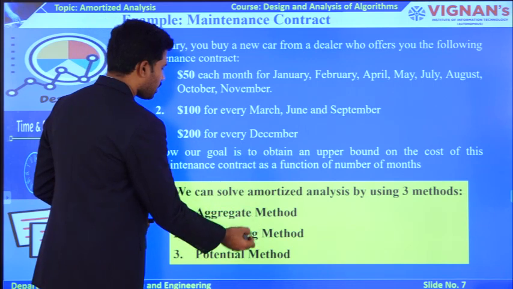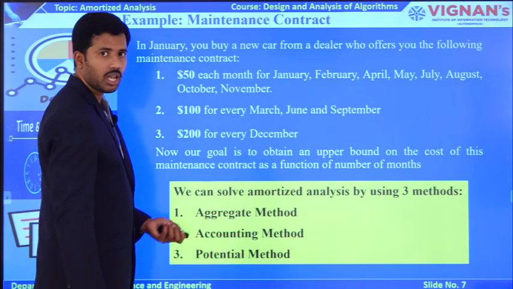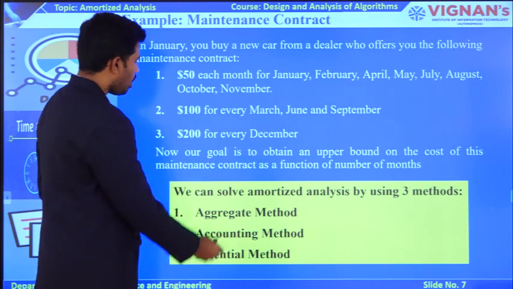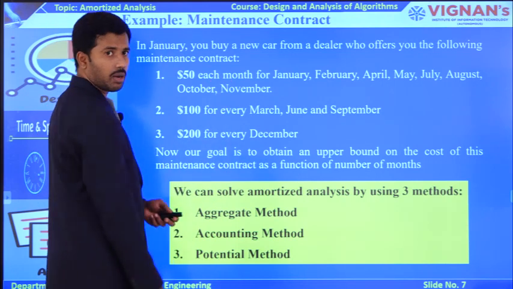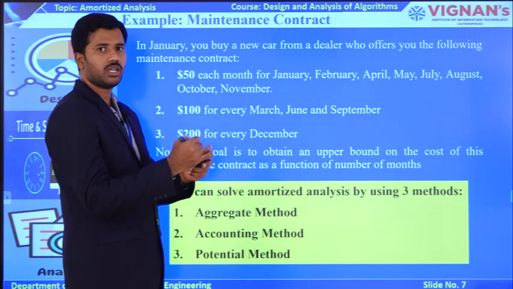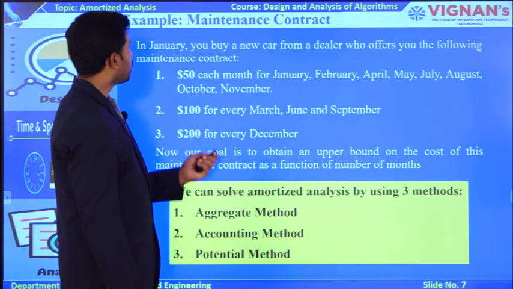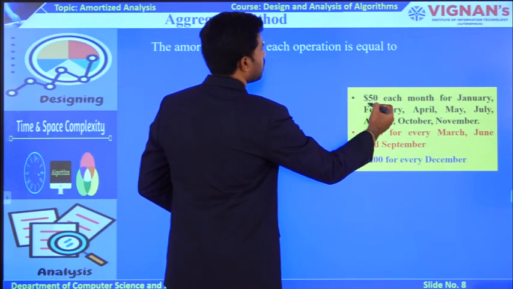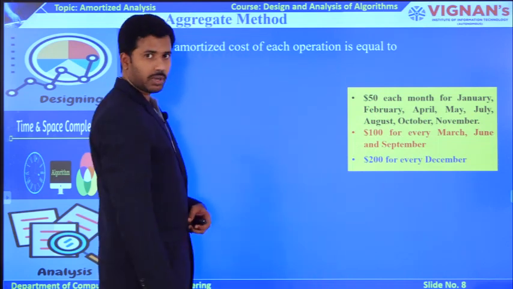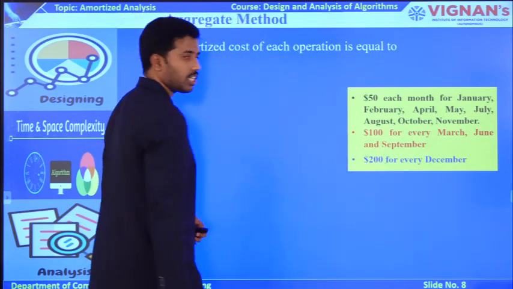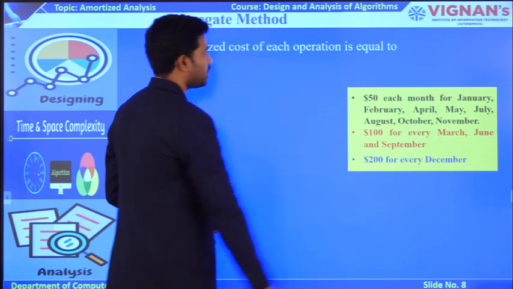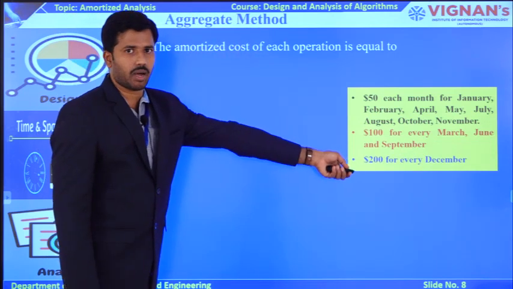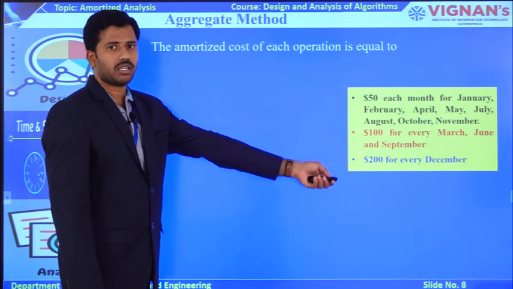As I said previously, the aggregate method is very important. If you understand the aggregate method, it is definitely easy to understand accounting as well as potential. Now we focus on how to apply the aggregate method on this example to convert these worst cases into an amortized cost. So we will see the first method, the aggregate method. This is the example, right? They charge $50 for 8 months, $100 for 3 months, and $200 for December. Now you need to apply the aggregate method on this example. So what is meant by aggregation? Nothing but an average, right?